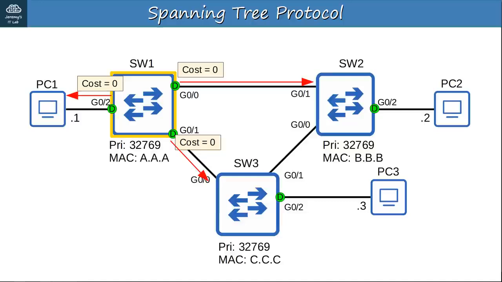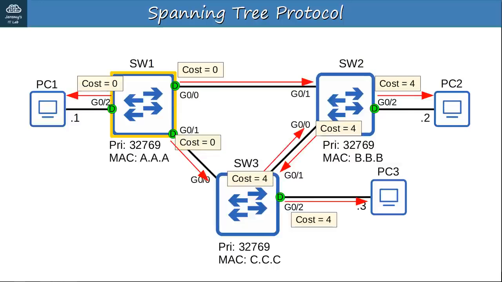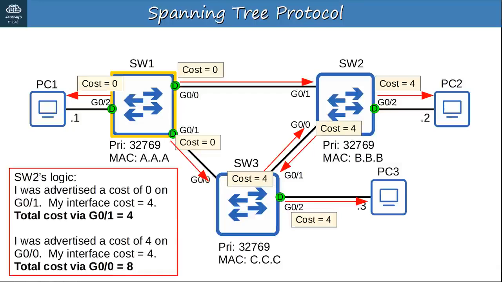Switch 2 will receive the BPDU and add the cost of its outgoing interface, G01, which is 4, when it floods those BPDUs out of its interfaces. Switch 3 will do the same. So which port do you think switch 2 will choose as its root port? Here is its logic. It was advertised a cost of 0 on its G01 interface. However, the cost of its interface is 4. Therefore, the total root cost via G01 is 4.